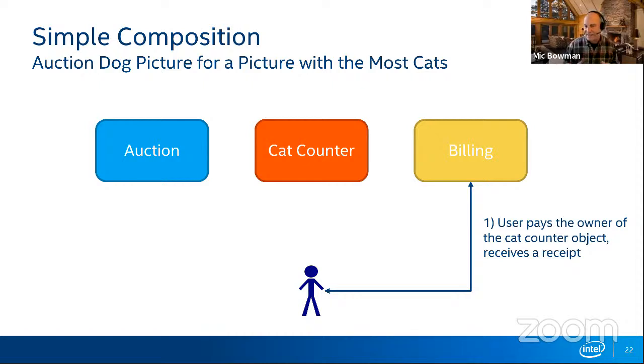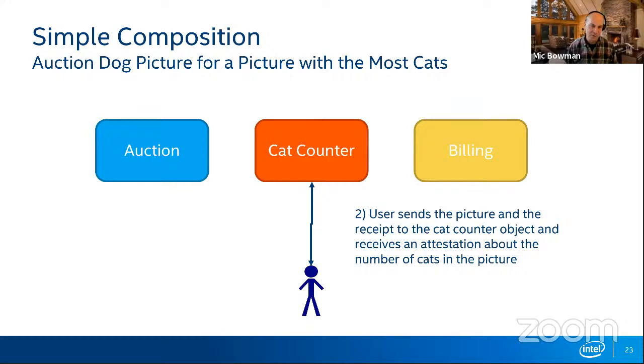So, again, like I said, the cat counter is not free, right? I want to make money off the work that I put into creating the object detection model inside the cat counter. So the way we're going to do this is that I bind my cat counter to a billing service. And that billing service is basically going to require you to pay for use of the cat counter. So you get back essentially a receipt that says you paid for it. You provide the receipt to the cat counter along with your picture. And what you get back from it then is an attestation from the cat counter object that a particular picture has a particular number of cats in it.